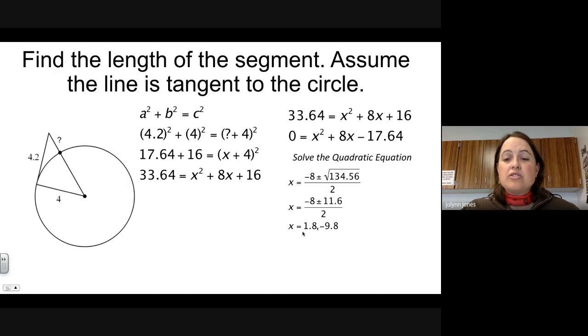Okay. Now, when we take a look at those two solutions, they are both solutions to this quadratic equation, but only one of these solutions actually makes sense with our situation.